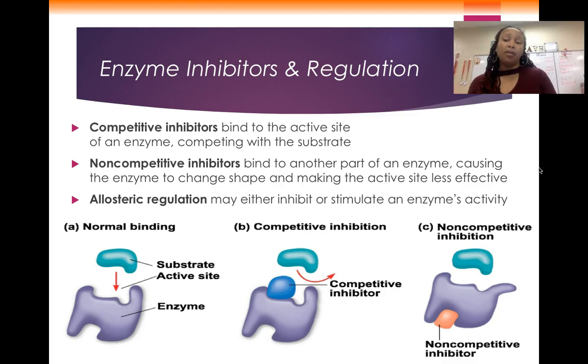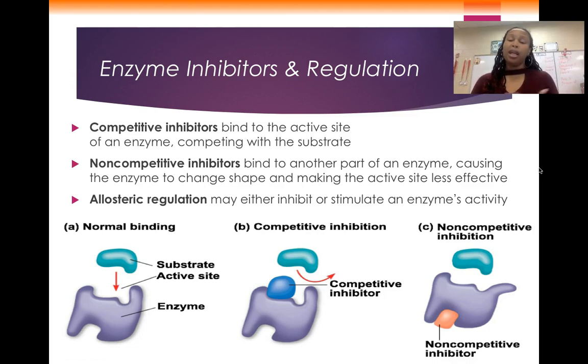Now, non-competitive inhibitors do not compete with the substrate for the active site. What they do is bind somewhere else on the enzyme. And when they do that, they cause the enzyme to change its shape. And remember, structure dictates function. So if you change the shape, you change the function. By changing the shape of the enzyme, the substrate is no longer able to bind to the active site. So that is an indirect way of inhibiting it, but it's non-competitive.